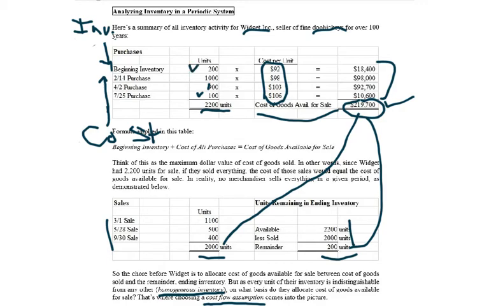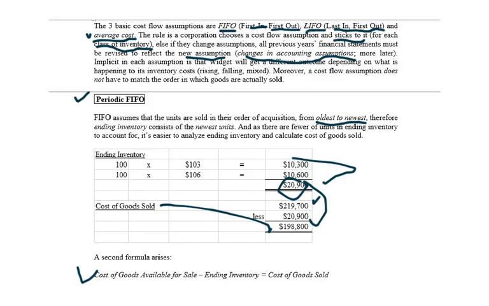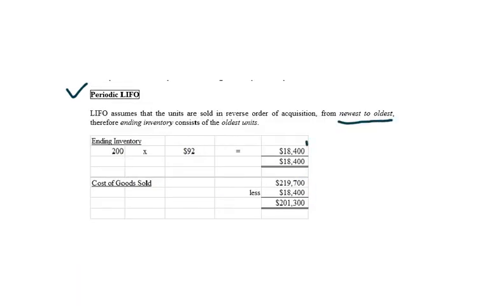Well, that's 200 units at 92. So what you'll observe here is that our ending inventory is really just our beginning inventory. It's our beginning inventory just got folded over to ending inventory according to this assumption. So 18,400 is what we're going to say is still in inventory, and we're going to subtract that from the 219.7, what's available. So what was sold is basically the $201,300, which would represent the cost of all of our purchases. That's the assumption here.